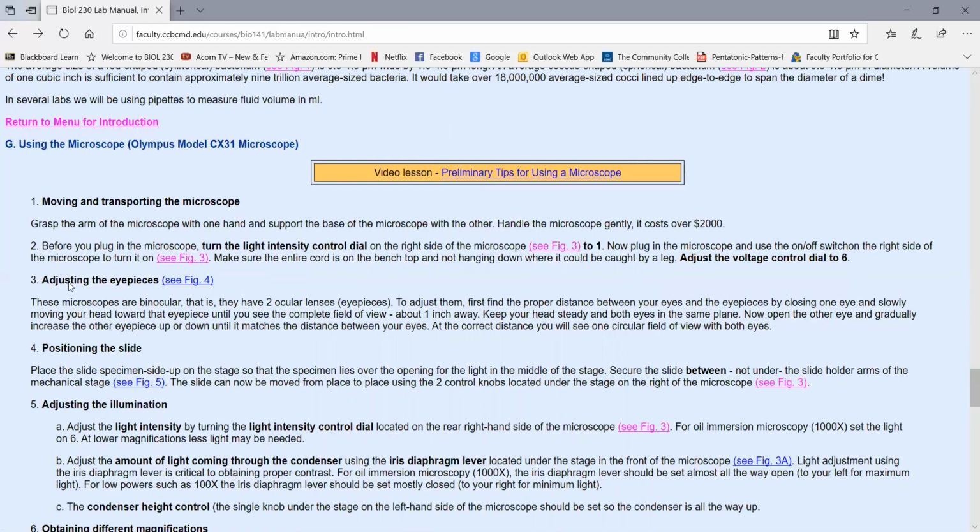Then you need to adjust the eyepieces. You can pull or push them apart until you're seeing one image with 2 eyes. You need to get the distance between the 2 eyepieces or ocular lenses to match the distance between your eyes. And you need to see the whole field of view. So normally your eyes are about 3/4 of an inch to an inch away from the lens to see the whole field of view.